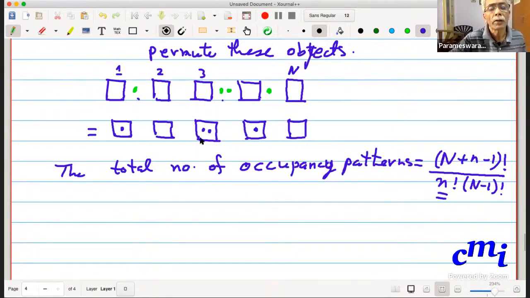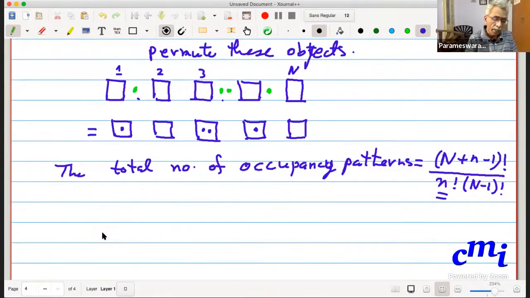The patterns are the same if you just permute the boxes among themselves. We always keep this one fixed so that we can always move the particle to the left. This doesn't enter into the picture at all, only the remaining n minus 1. And so we divide by n minus 1 factorial to get the total number of occupancy patterns. Okay.